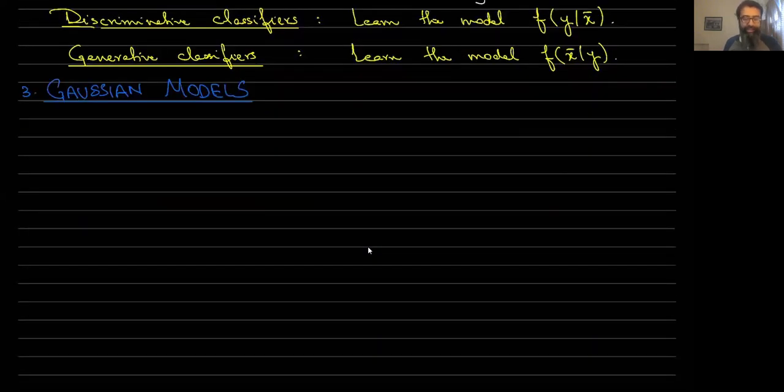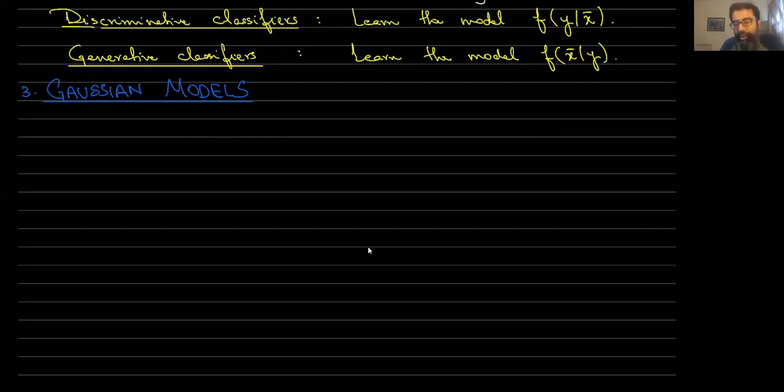Now, what we want to do next is talk about Gaussian models, right? So this is section 3 of my notes, which I believe I've uploaded already. And the Gaussian models we're going to consider are, once again, generative models. And the assumption is going to be that, as opposed to the naive Bayesian classifier, remember, we talked about naive Bayesian classifiers before.